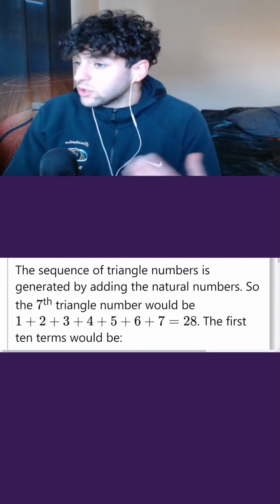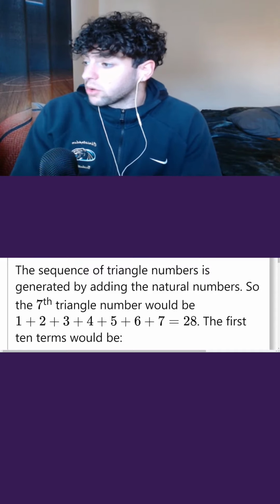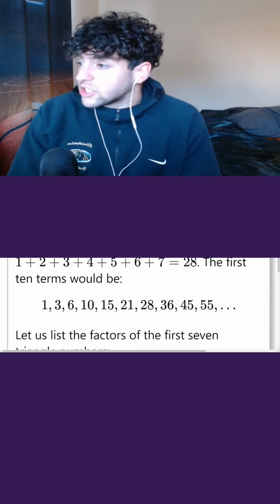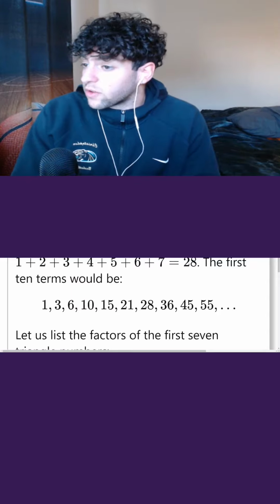So we're told that the sequence of triangle numbers is generated by adding the natural numbers. So the seventh triangle number would be 1 plus 2 plus 3 plus 4 plus 5 plus 6 plus 7, which is equal to 28. The first 10 triangle numbers would be 1, 3, 6, 10, 15, 21, 28, 36, 45, 55, etc.